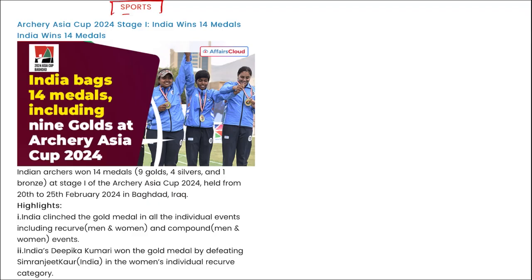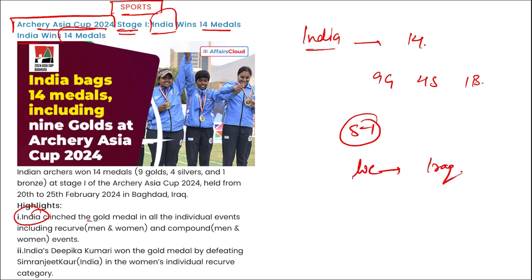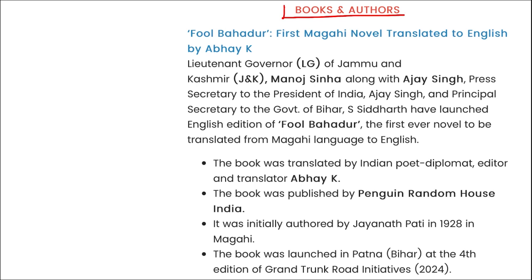Next is related to your sports. Archery Asia Cup 2024 stage 1 was held, and India has won 14 medals here. So Indian archers won a total of 14 medals, 9 gold, 4 silver and 1 bronze in this stage 1 of Archery Asia Cup. Where was this held, Archery Asia Cup? This was held in Baghdad, Iraq. Correct, and India clinched the gold medal in all the individual events, including recurve men and women and compound men and women event. Right, next is related to books and authors.